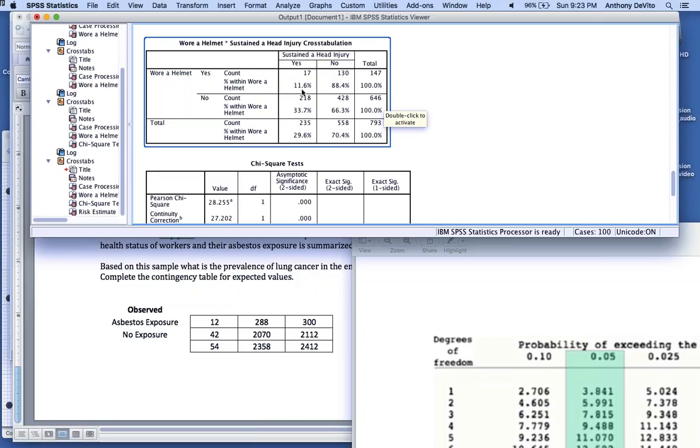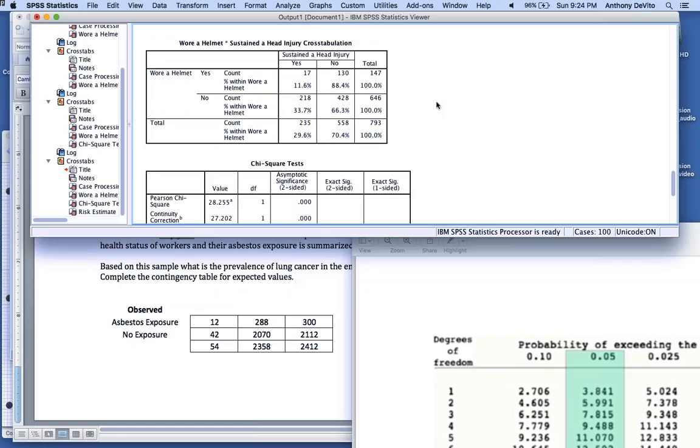So I could say that the risk of sustaining a head injury if you have a bicycle accident and you're wearing a helmet is 11.6%. And the probability of sustaining a head injury if you're not wearing a helmet is 33.7%. So the relative risk is 11.6 divided by 33.7. In other words, you're about 1/3 as likely to sustain a head injury if you're wearing a helmet.